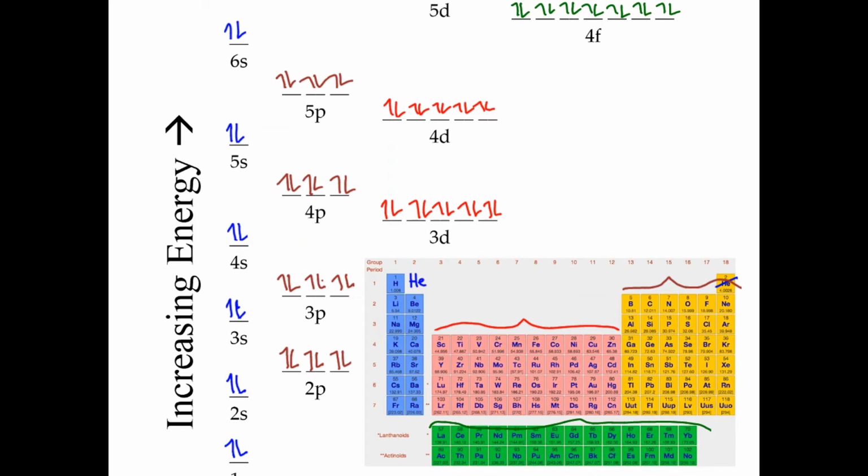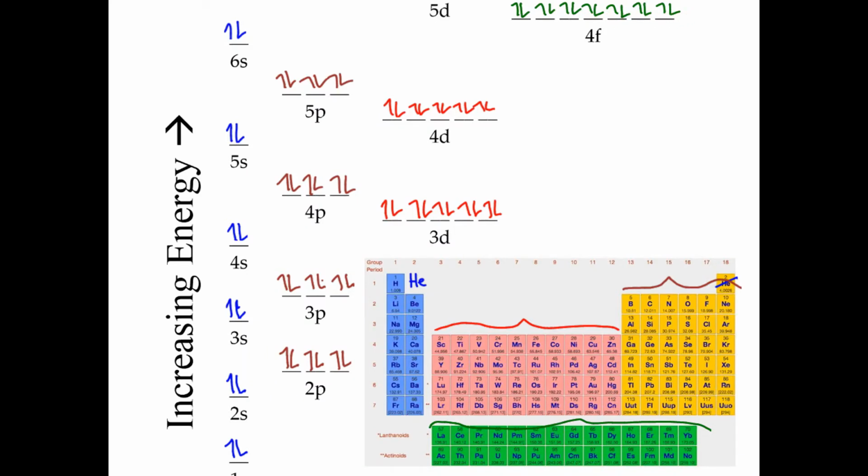Now, on my periodic table on my screen, it's a little confusing. I have La right here, but on yours, you might have La right here. So without going crazy with the details, we just understand that after 6s, we're going to go to 4f right here. So 4f is going to come after 6s.